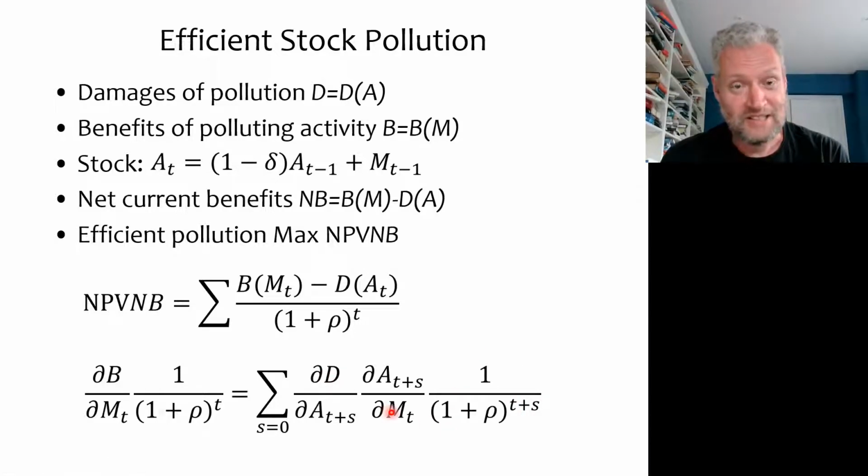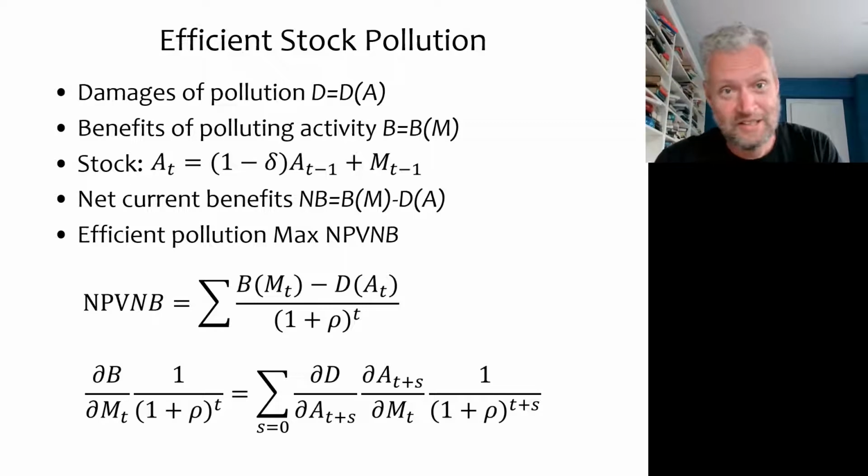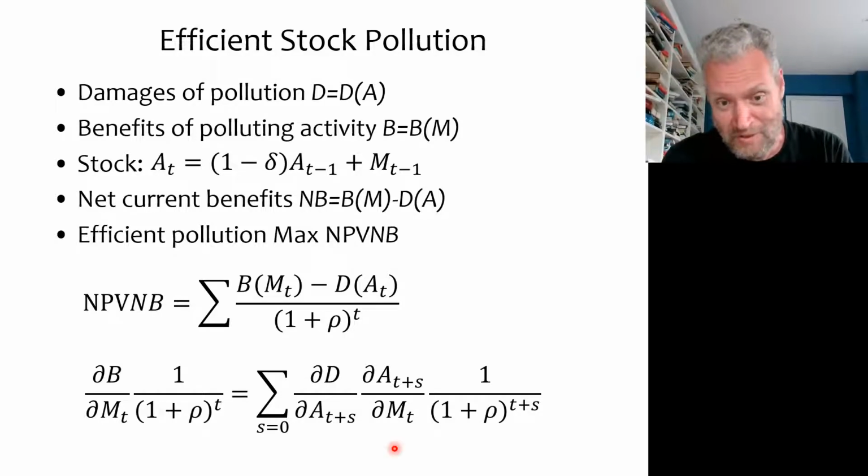d, the m doesn't exist because d depends on a, but a depends on m, so this is the chain rule, the d, the a, the a, the m, right? So this is how damages respond for a change in the stock of pollution, and this is how the stock of pollution changes in response to the change in emissions, right? So that is one thing that happens.